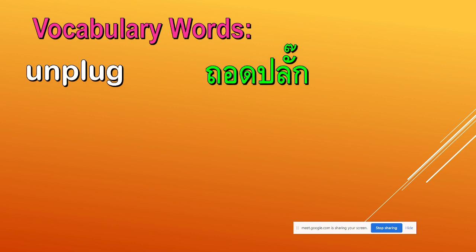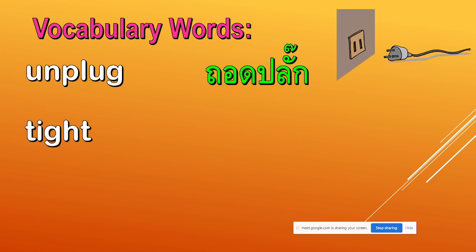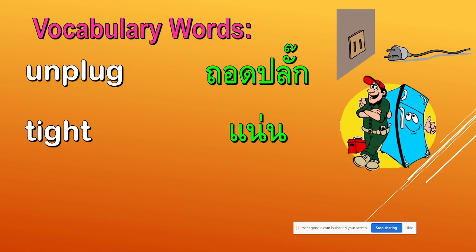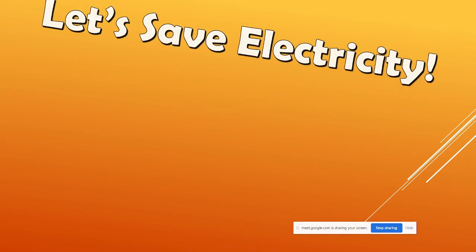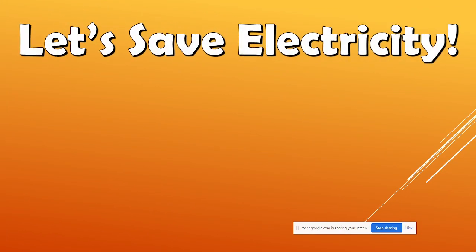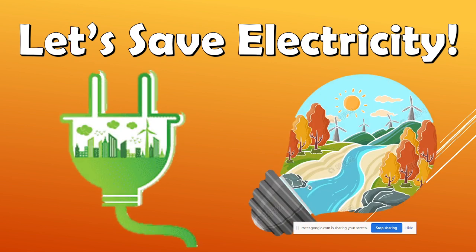Unplug. Unplug means to remove the plug from the socket. Next is tight. Tight. When you, for example, close the door, you close it tightly. It means there's no space, it's not open, it is closed correctly. Next is change. When you change something, you remove the old one and you get a new one, right? Change.